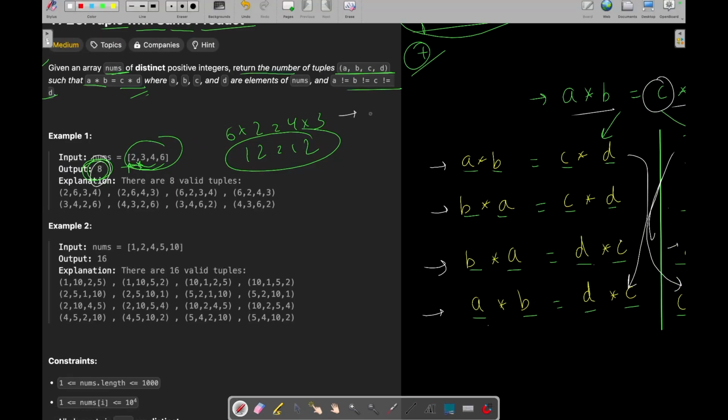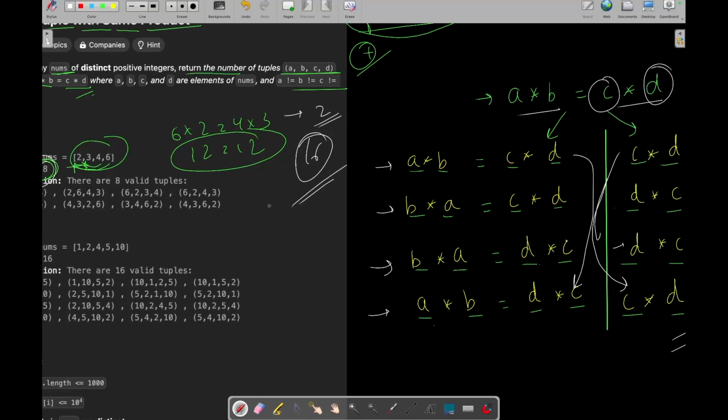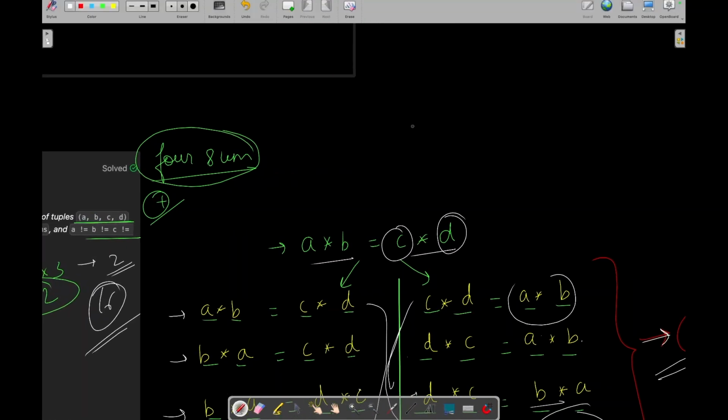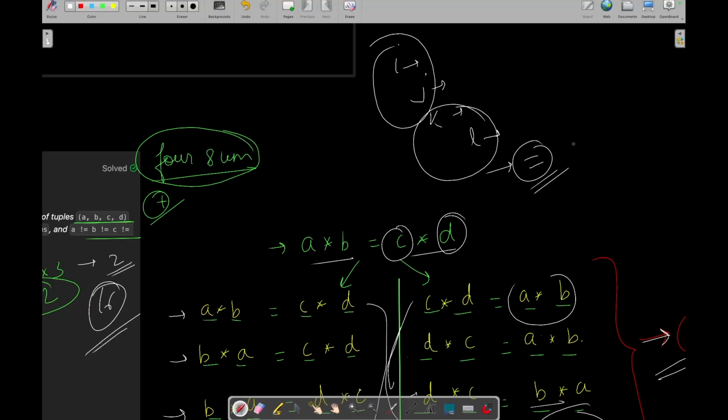Similarly, if we have 2 tuples, then we can arrange them in 16 ways, right? Okay, so the very basic brute force approach is that we can simply implement 4 for loops, that is i, j, k and l, right? And then get the product of i and j and k and l and compare whether they are equal or not. If they are equal, then we will simply increment our count by 8, right?